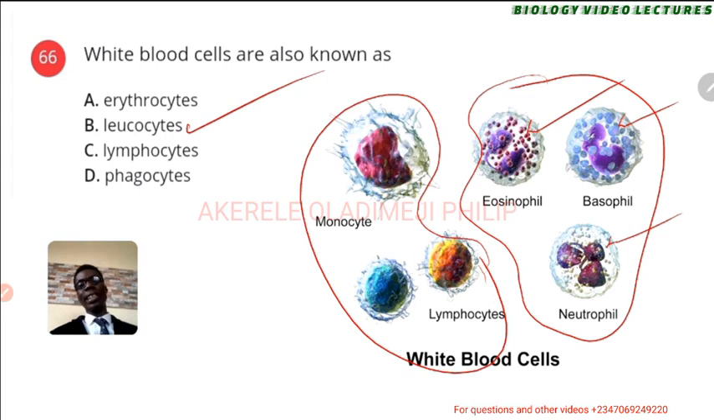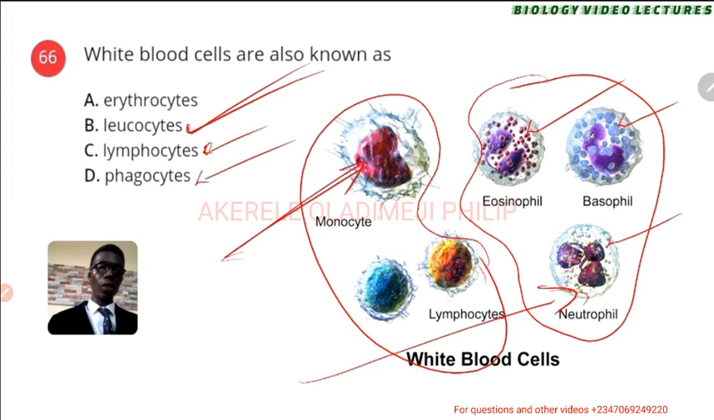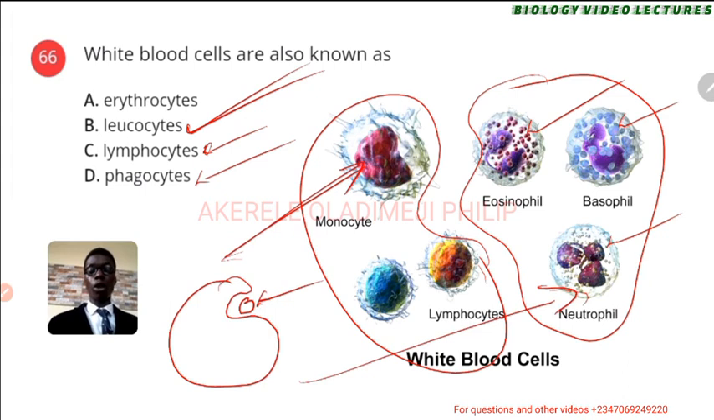So of course you can see that leukocyte is the name for all white blood cells. Of course, lymphocyte is a type, phagocyte is a type. Now phagocyte is based on function. Phagocytes are white blood cells that can engulf cells. An example of that is monocytes and neutrophils, which have the ability to engulf a cell like that. So they're called phagocytes.